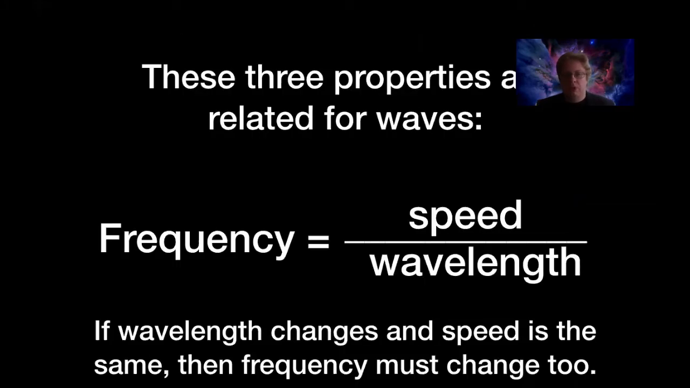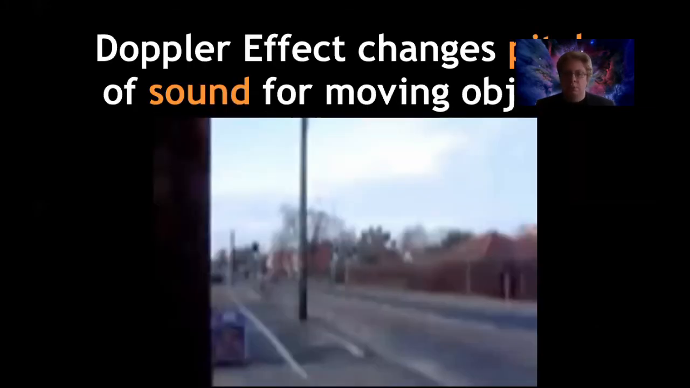Now, remember back to our lecture on waves and on light. These three properties are related for waves: the speed, the wavelength, and the frequency. For waves like sound and light, we know that the speed is constant. The speed of sound doesn't really change. The speed of light doesn't change at all. So if the wavelength changes, the frequency must change as well. If the wavelength gets shorter, the frequency gets larger. And in sound, that means that the pitch of the sound becomes greater.